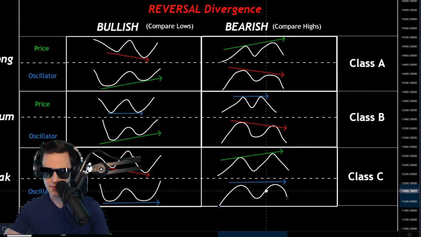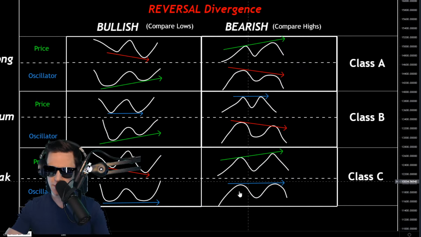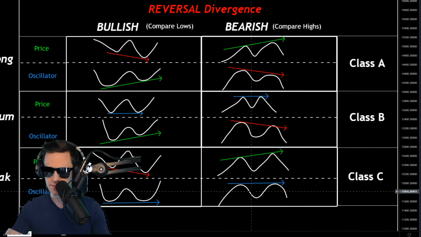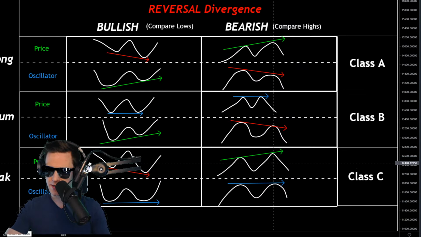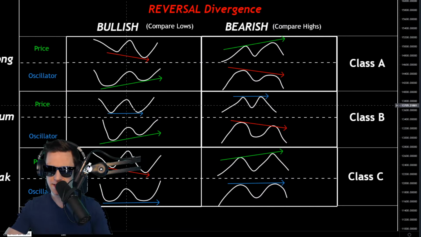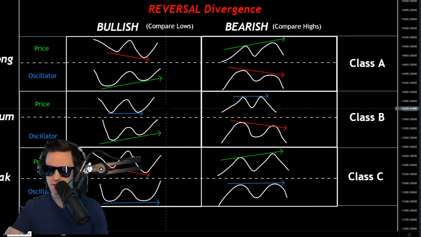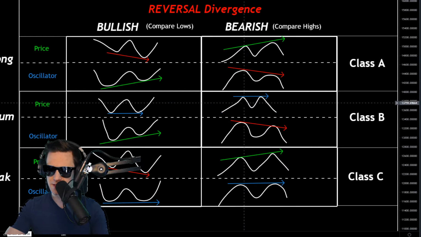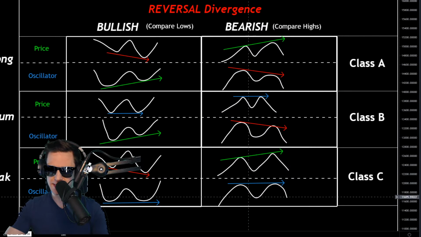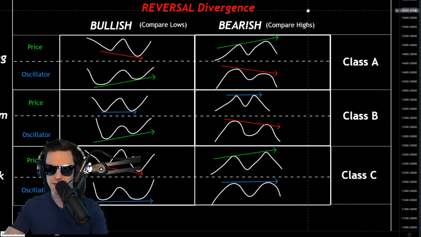And so what you can take away of this in a simple sense is, the weak reversal divergence is essentially a double top or a double bottom on the indicator itself, with a corresponding lower or higher high, depending if you're looking for bullish or bearish. And the medium is similar to that, except that it's the price we're looking at now to set that double top or double bottom, or the V shape specifically. And you'll see they really are just the same thing, except price and oscillator are switched up. Okay, so we knew most of that.